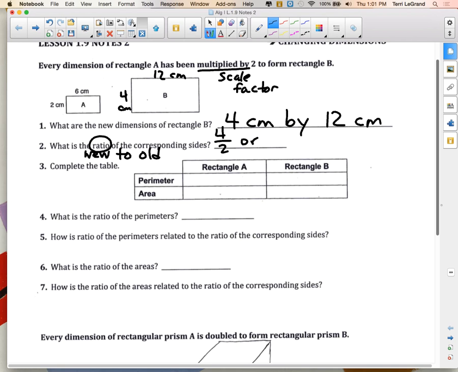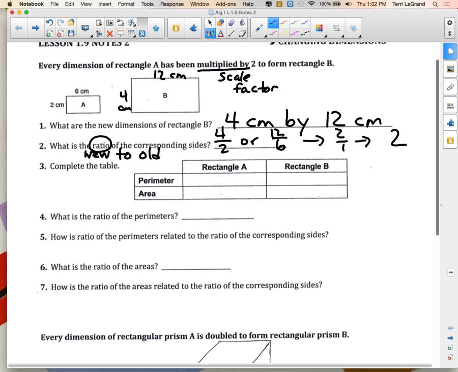12 over 6. How about 12 over 6? Either way, we get 2 over 1, and 2 over 1 is the same as 2. So in reality, our ratio simplifies down to 2, and 2 is also our scale factor, isn't it? Yeah, 2 is also our scale factor. So when they're asking us for the ratio of corresponding sides, it's looking like it's going to be the scale factor. Right now, anyway.